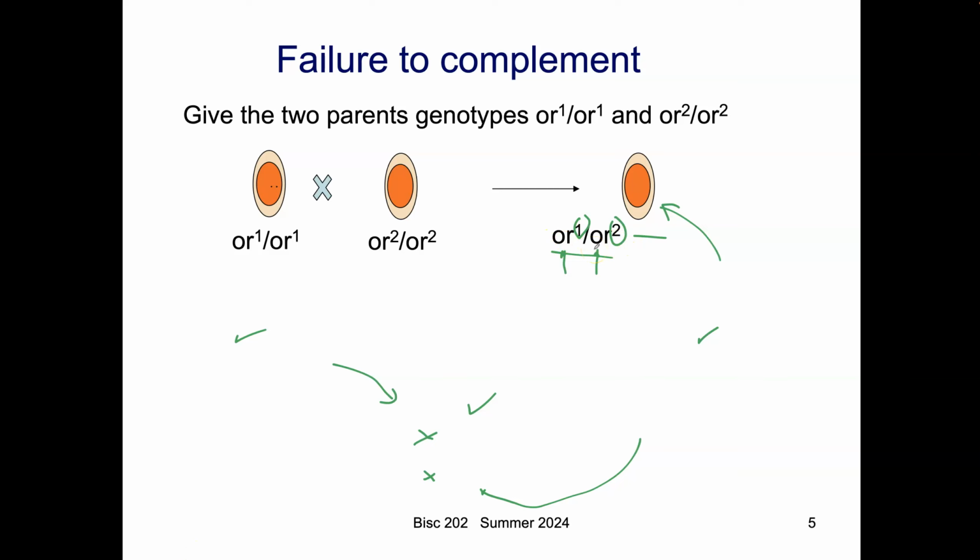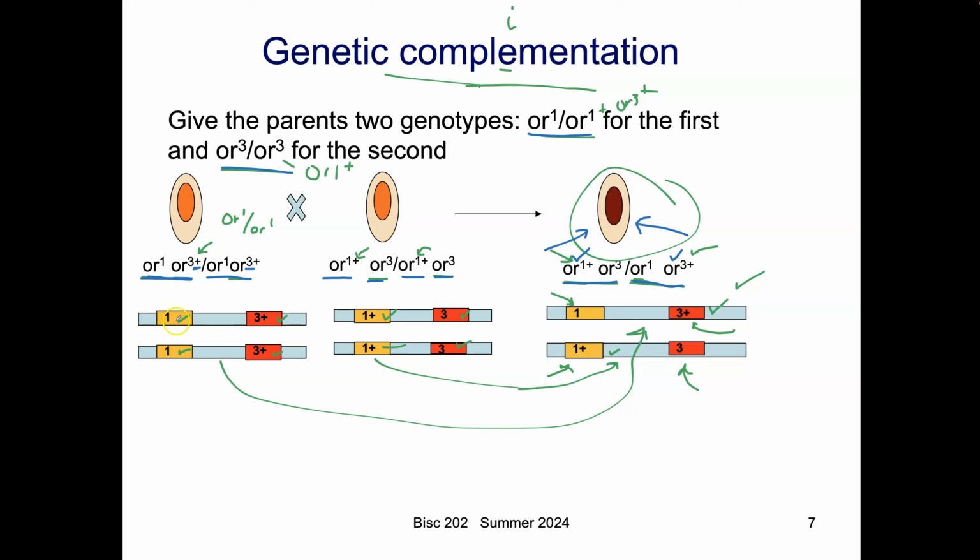And here's my picture of it. Mutant for gene 1 but wild type for gene 3, wild type for gene 1 but mutant for gene 3, and then when you combine one of each, you have a good copy of each gene. And that's where the term complementation comes from.